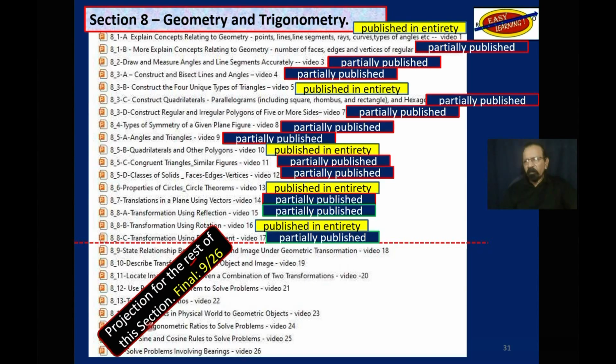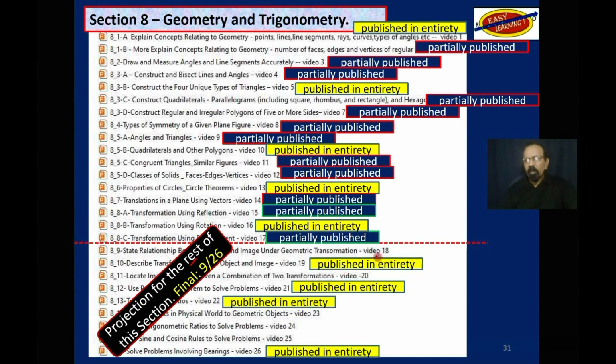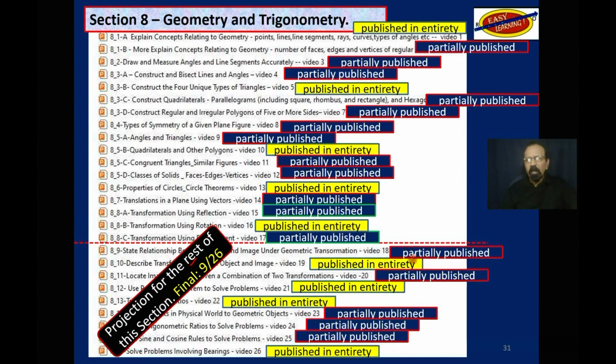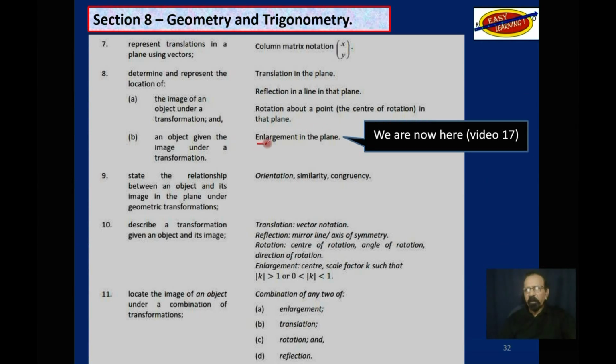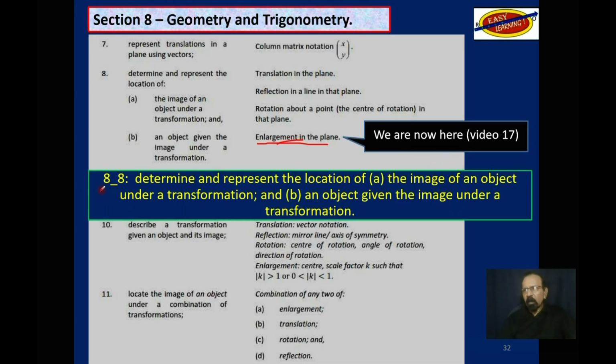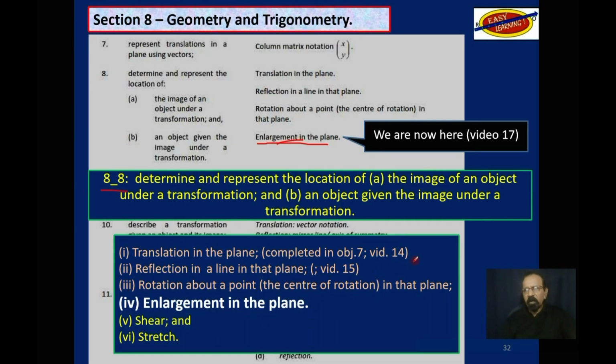Projection for the rest of the videos in this section. These 4 more will be published in their entirety and the others partially. So in total from this section, 9 out of the 26 videos will be published in their entirety. But even those that are published partially, you could still learn something from those. So as I said, we are here. We are dealing with enlargement in a plane. That is the objective. And these are the details.